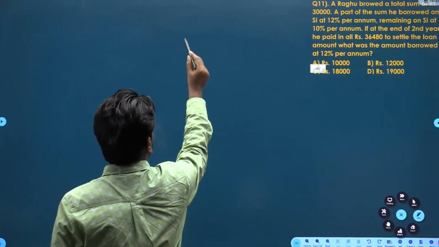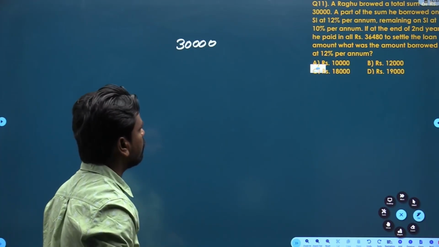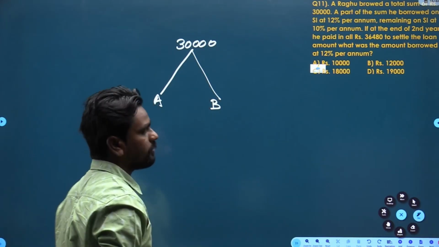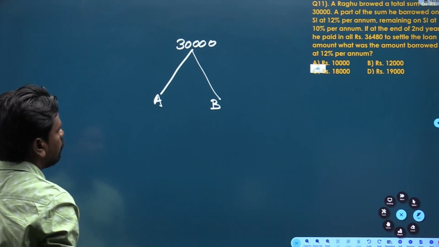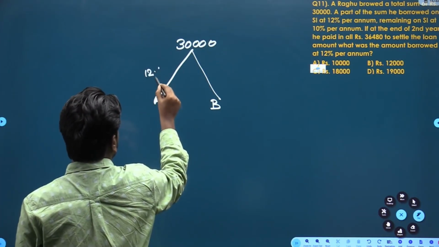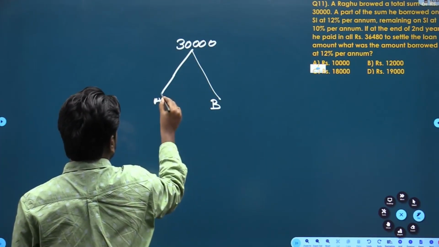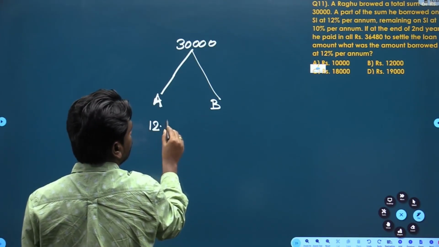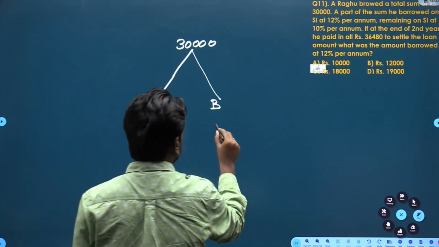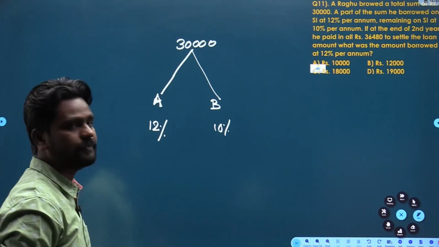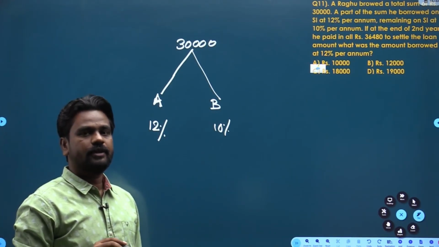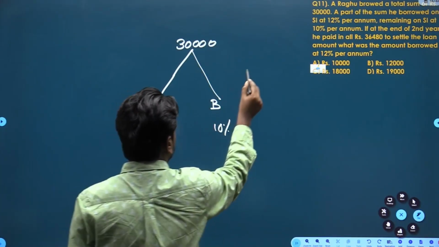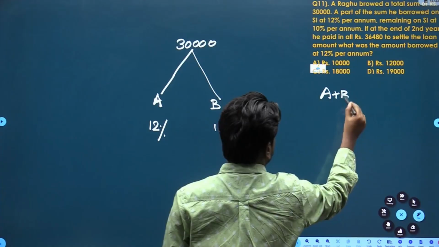Raghu borrowed 30,000 rupees, and a part, assume it as A, and the remaining part, assume it as B. Now he took part A at 12% per annum and part B at the rate of 10% per annum, and we know A plus B is 30,000.